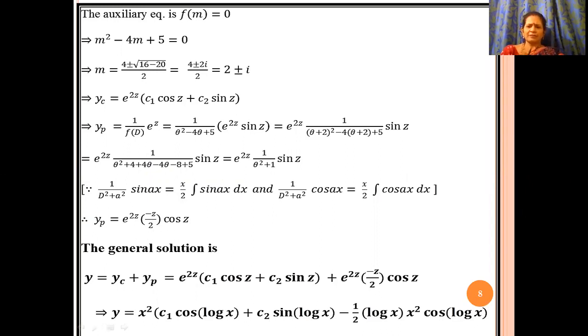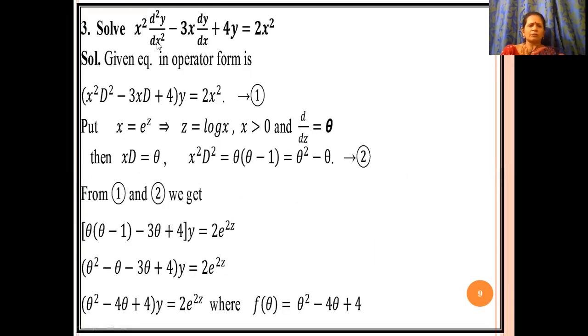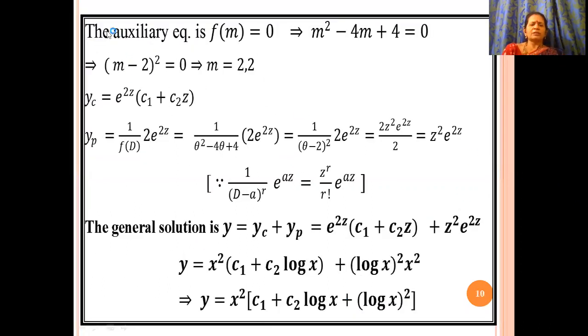After getting yc and yp, then write down the general solution yc plus yp. Now coming to another problem, solve x square D square. First of all write down the operator form, then apply the Cauchy Euler equation. We will get the f of D like this. Then this is the auxiliary equation. Here the roots are repeated. If it is repeated roots, then this is the formula for yc. Then after that go to the particular integral yp, which is 1 by f of D into Q.